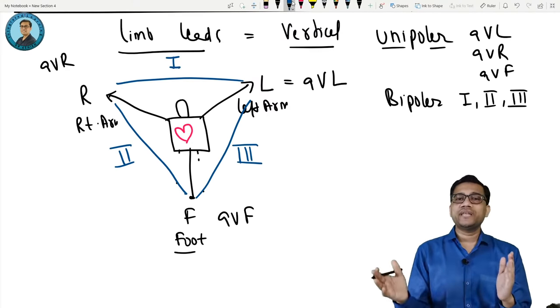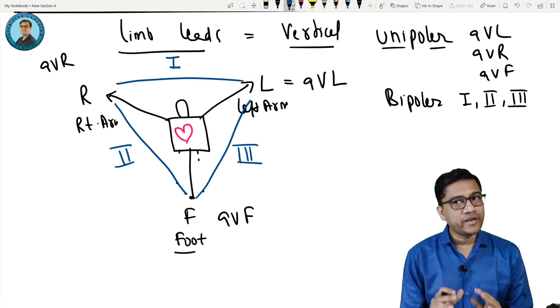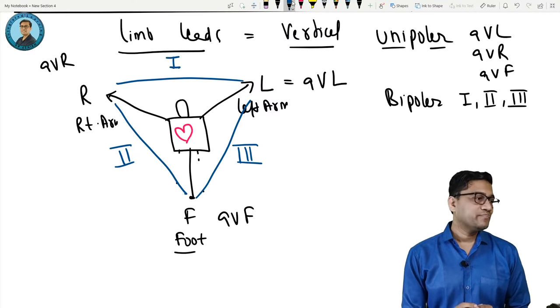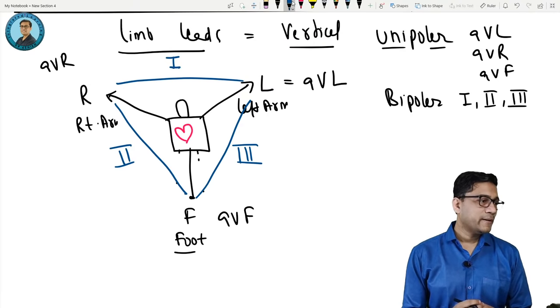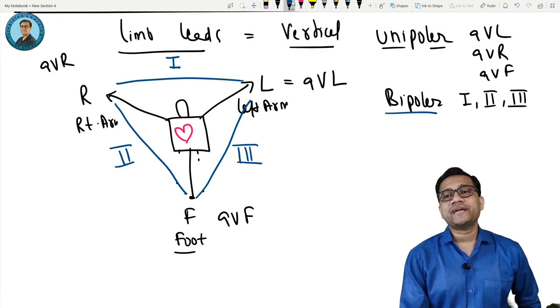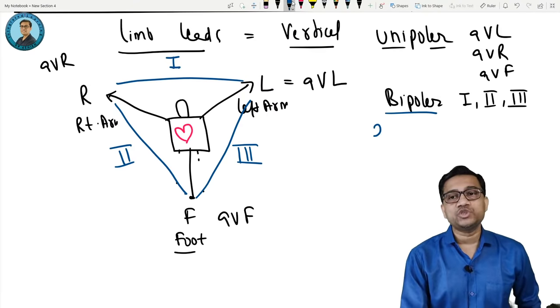So now you can see all the leads: 1, 2, 3. Are you clear now? So 1, 2, and 3. Bipolar means it is connecting two limbs. Bipolar means two limbs. Are you clear?